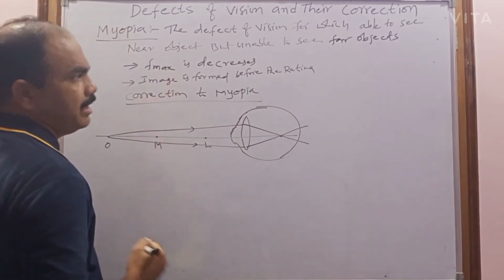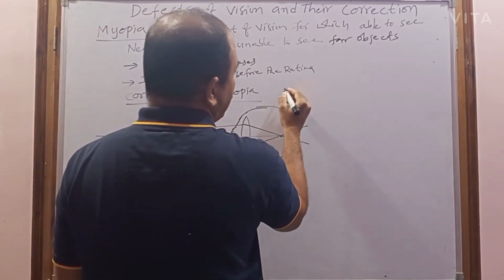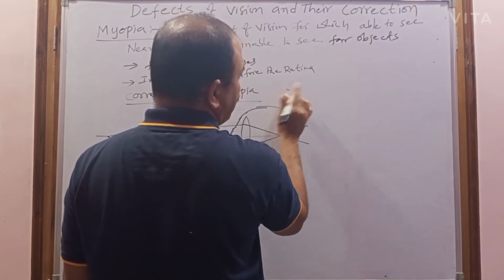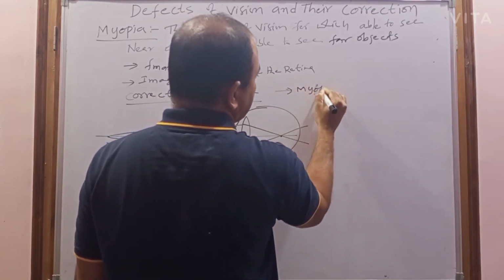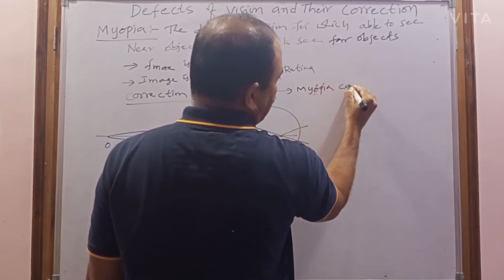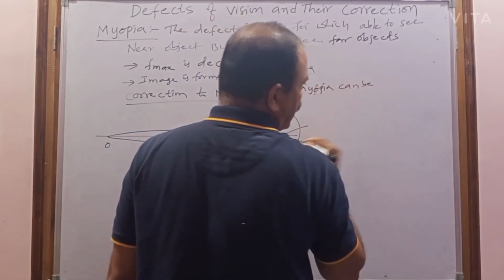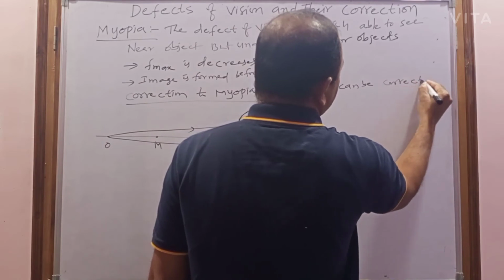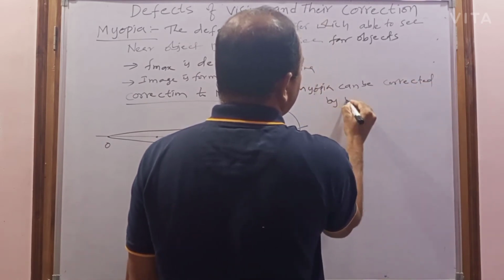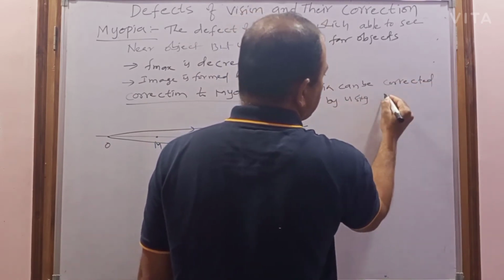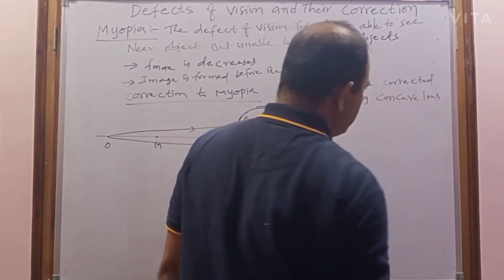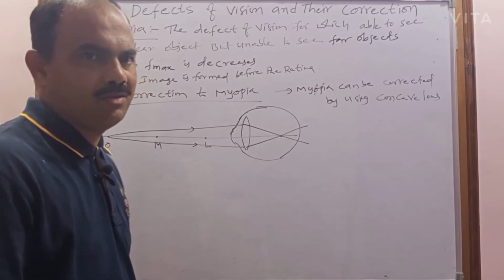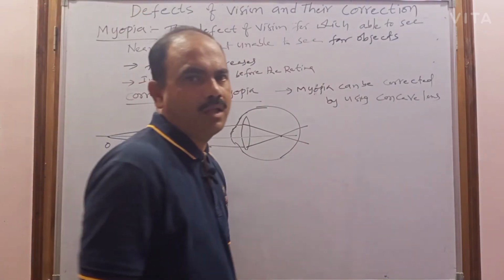So biconcave lens or double concave lens. So how can it be corrected? Myopia can be corrected by using which lens? Concave lens. Which type of lens? Concave lens. So double concave or biconcave lens.